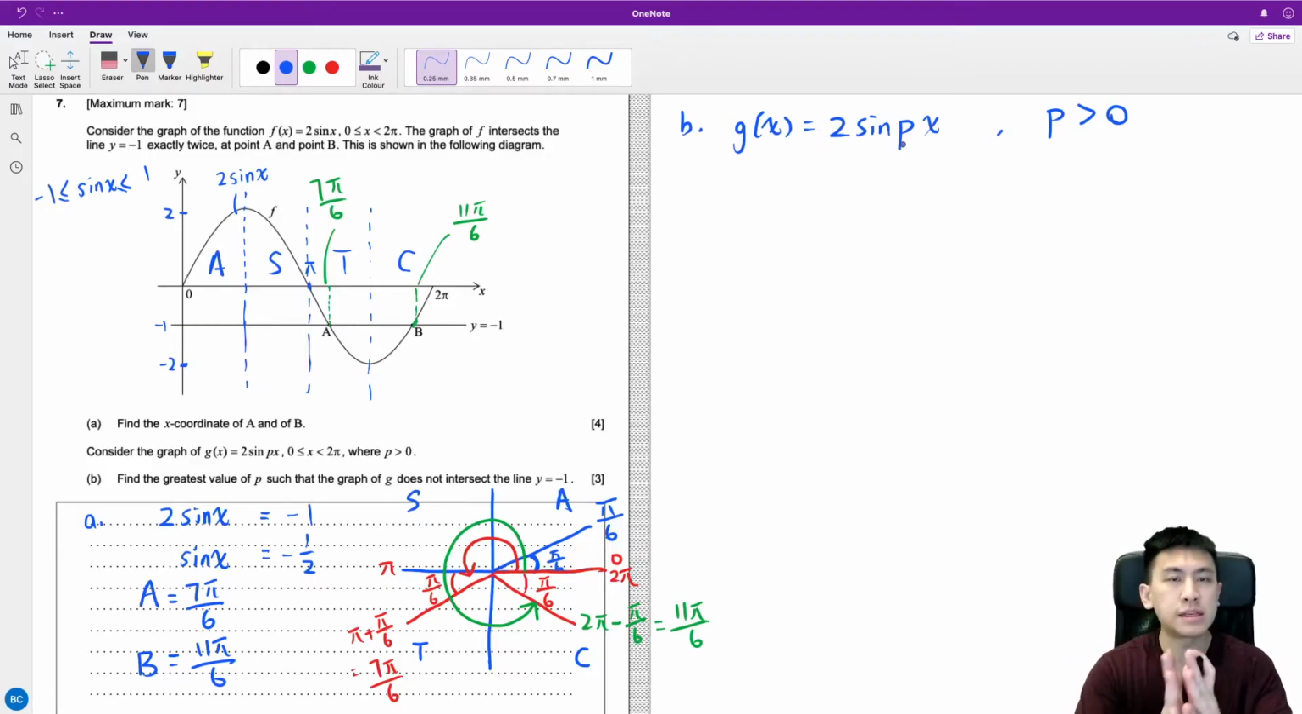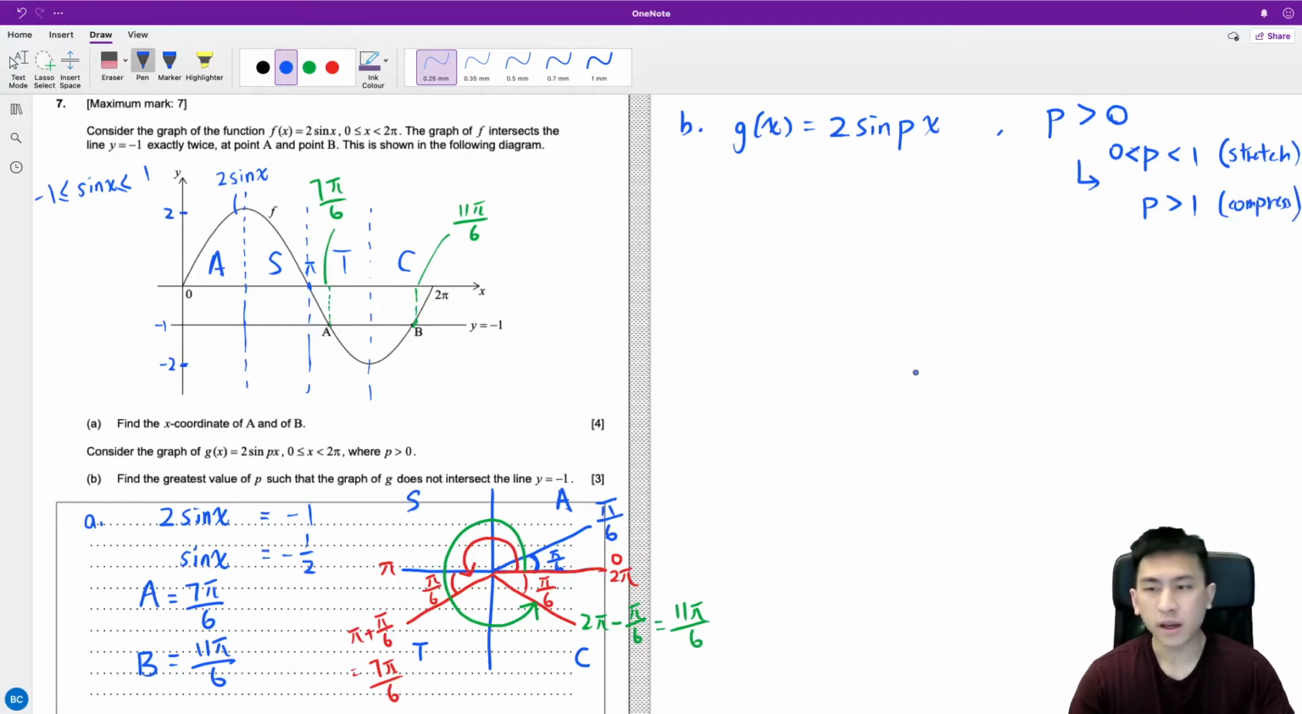Then to realize whether it's an actual stretch or a compression has to do with the value of p, whether p is between 0 and 1, or whether p is bigger than 1. If p is between 0 and 1, meaning it's a fraction, then it will be a stretch. If p is bigger than 1, then it will be a compression. That's something you have to know off the top of your head. So this would be a stretch, and that would be a compression.